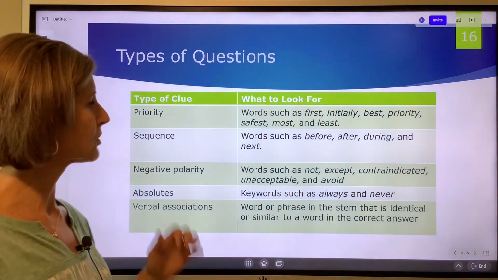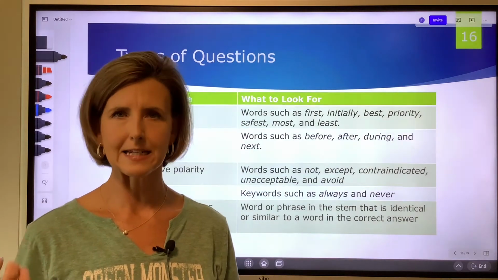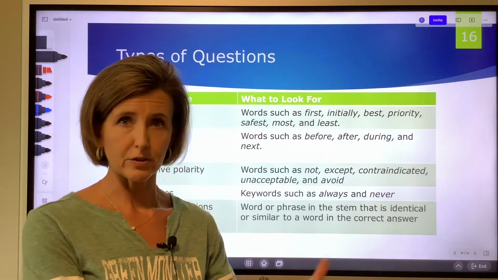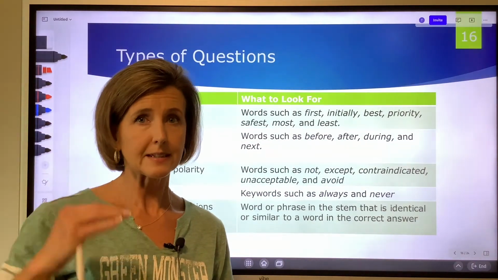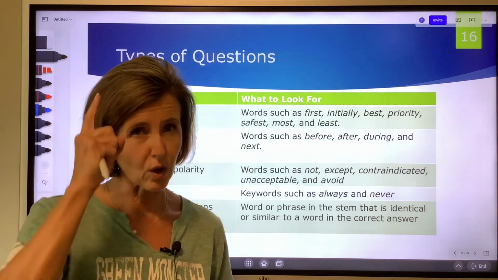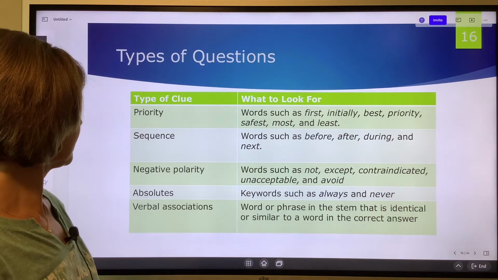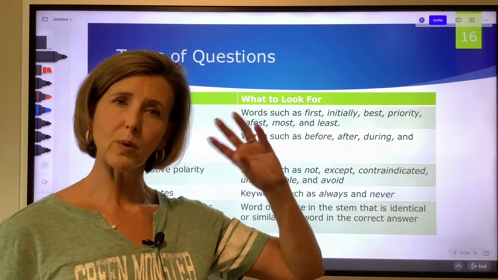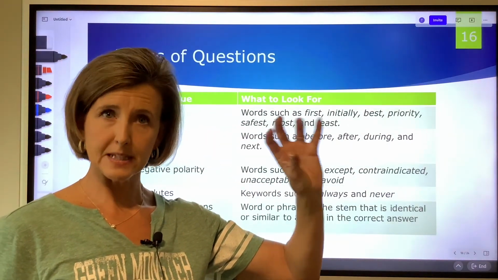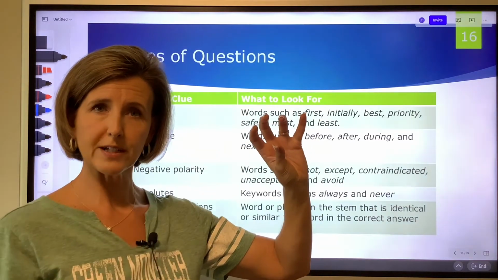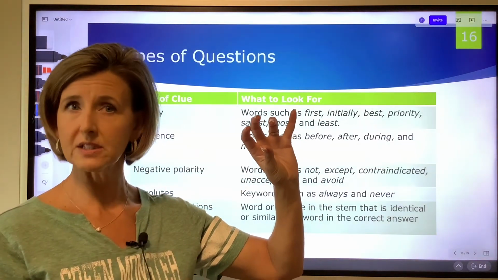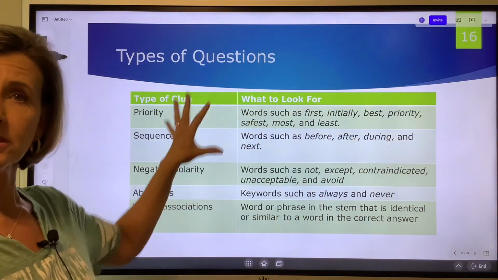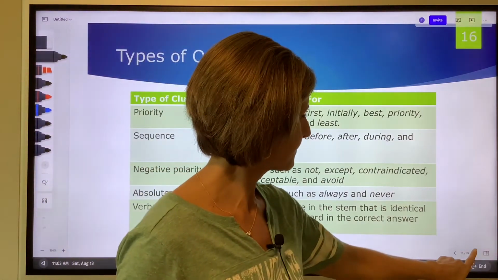Absolutes. Absolutes are keywords like always and never. What is one of the things you always want to do with a certain procedure? Several things may need to be done, but there's one in there that will always be done. So pay attention to that. And then verbal associations are types of questions where the stem of the question itself has a very particular word you need to pay attention to. If that word, or a very similar word, is found in the answer, oftentimes that's the answer. So I just want to roll through five questions that deal with this so you can see what they look like.